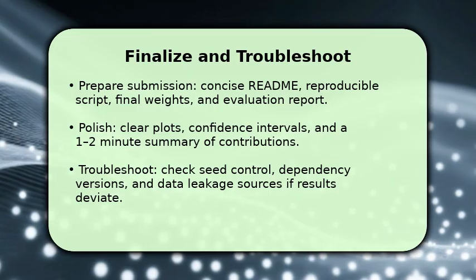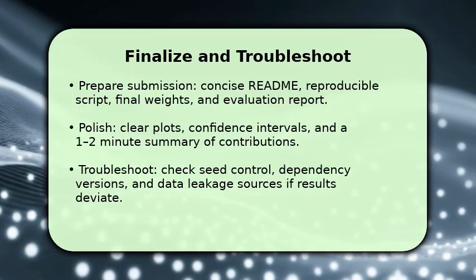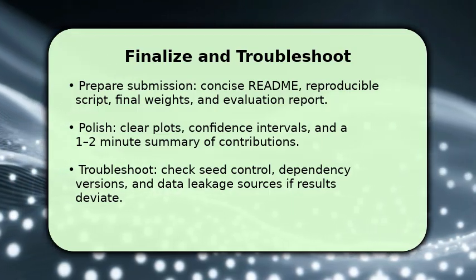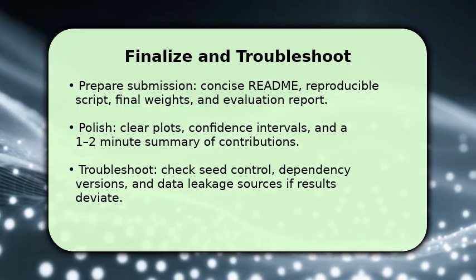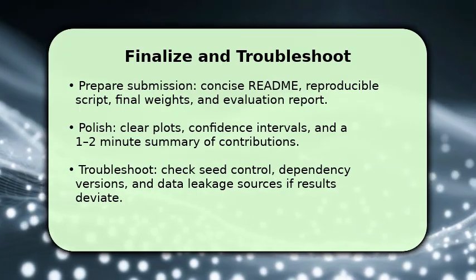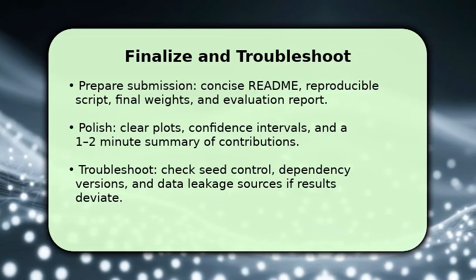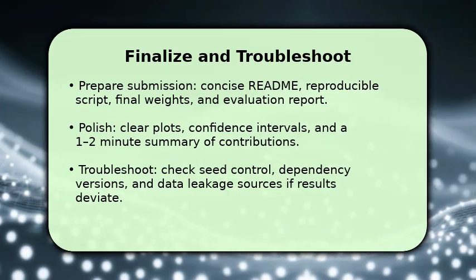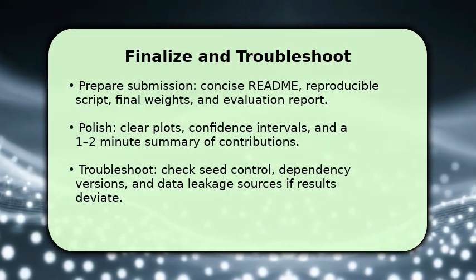If something breaks, first verify seeds and dependency versions, then inspect for data leakage or mismatched preprocessing. If performance is lower than expected, revert to the baseline, rerun core experiments, and report corrected numbers prior to resubmission.